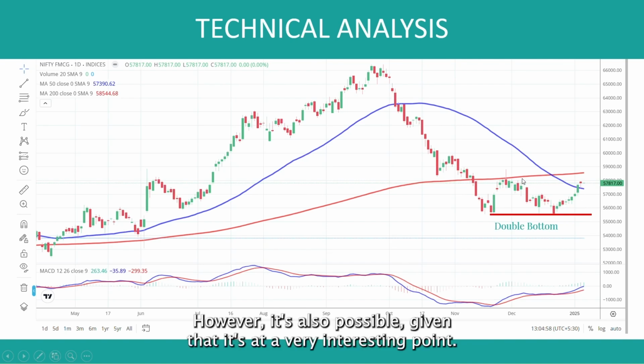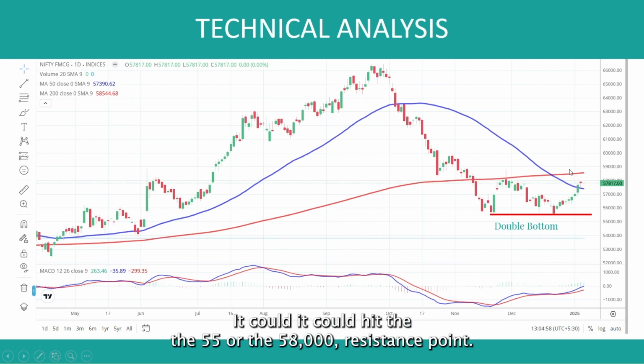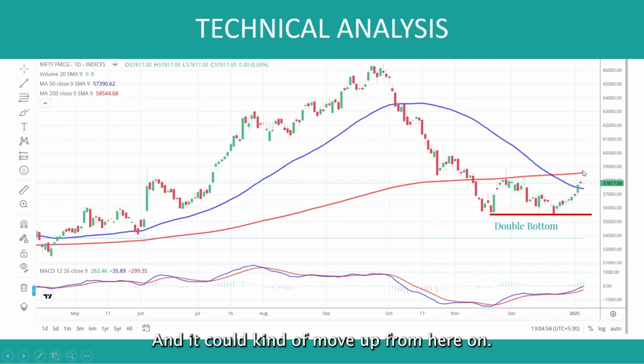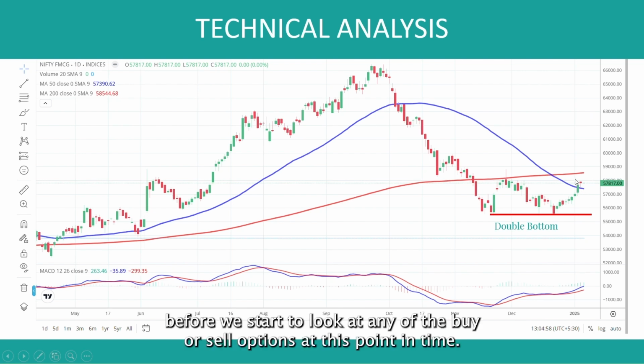However, it's also possible, given that it's at a very interesting point, it could continue. It could hit the 55 or the 58,000 resistance point, and it could kind of move up from here on. What we need is a confirmation of the trend or the reversal before we start to look at any of the buy or sell options at this point in time.